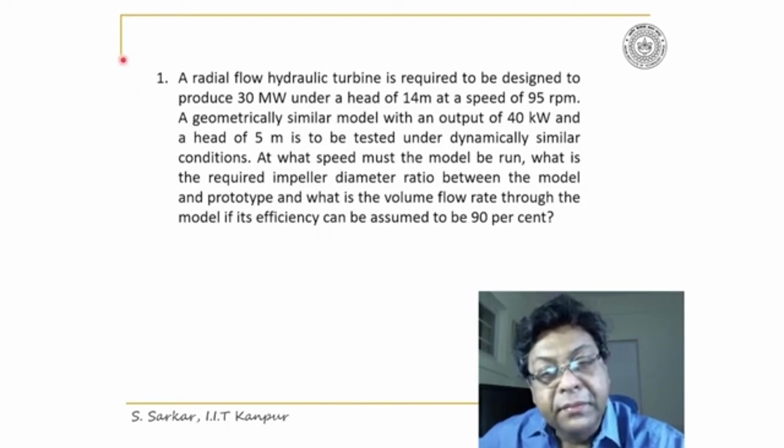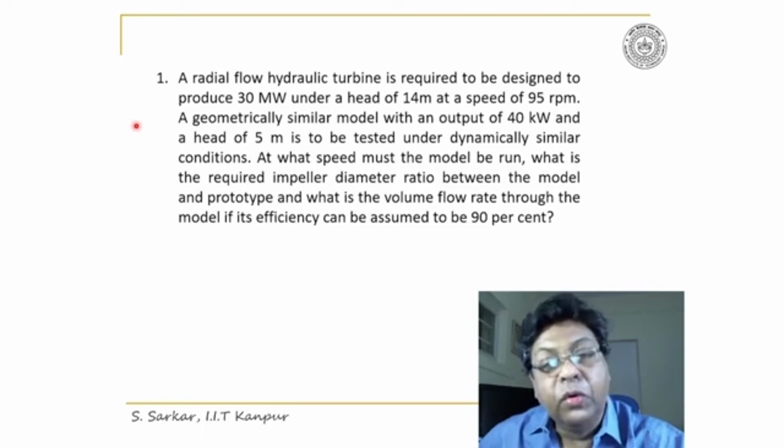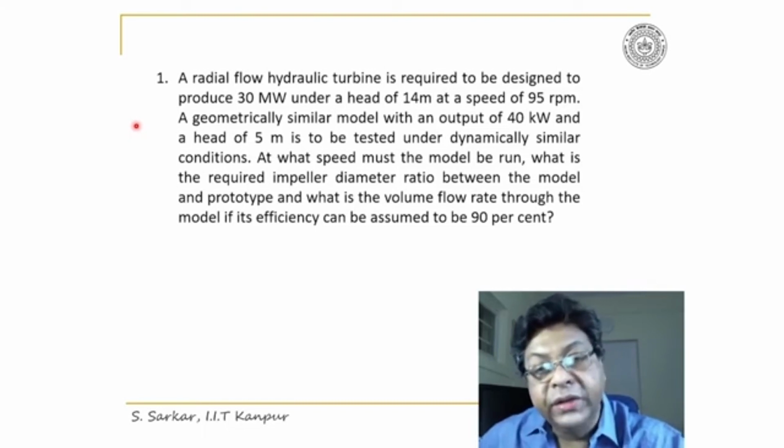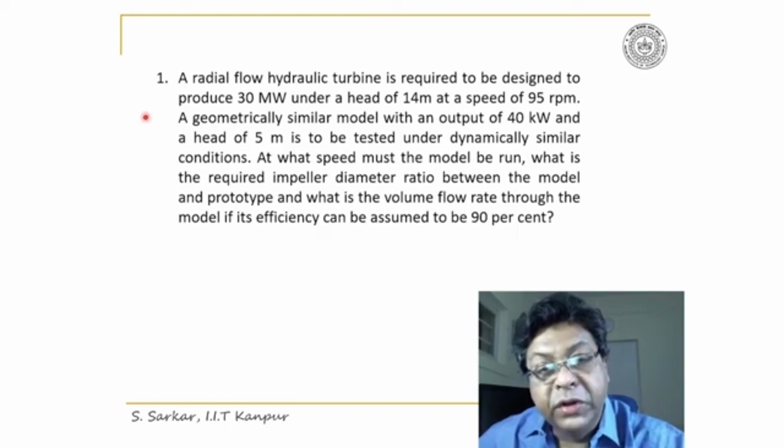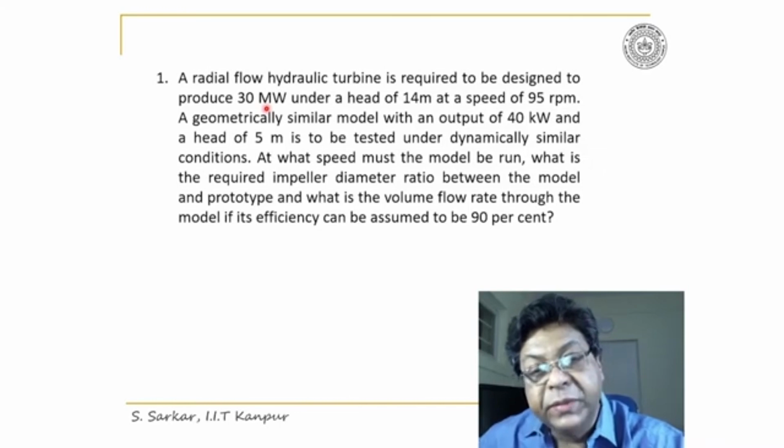The problem statement is: a radial flow hydraulic turbine is required to be designed to produce 30 megawatt under a head of 14 meter at a speed of 95 RPM. So for the prototype turbine, the power has been stated, the head is also given, and its RPM.